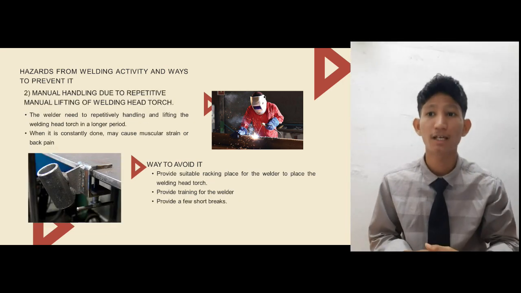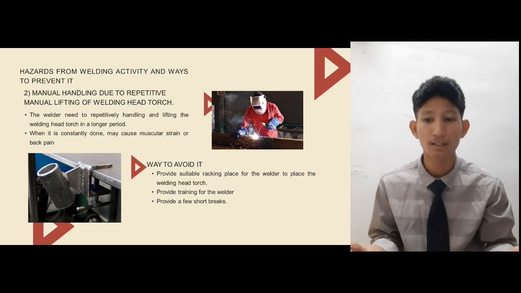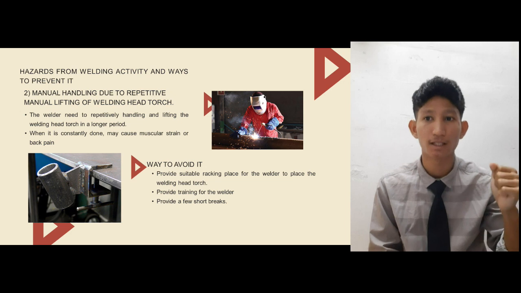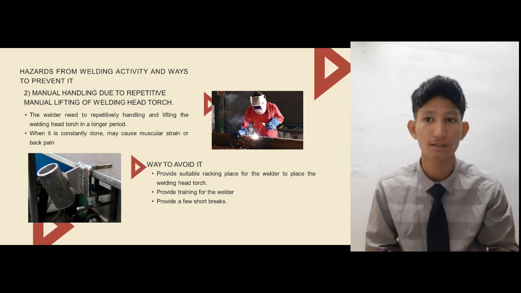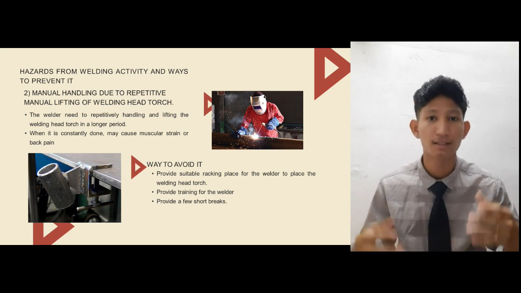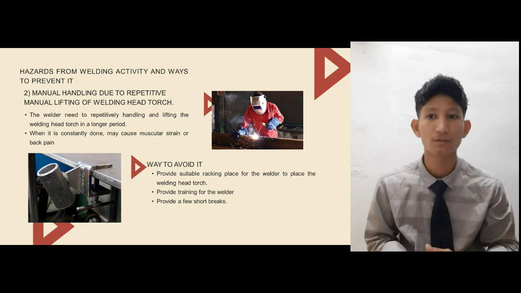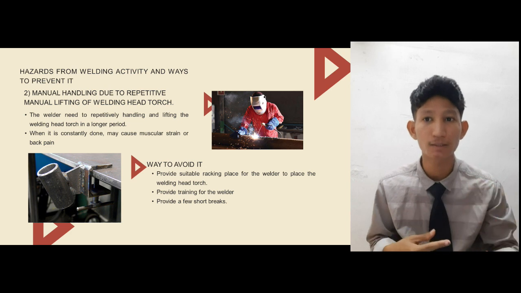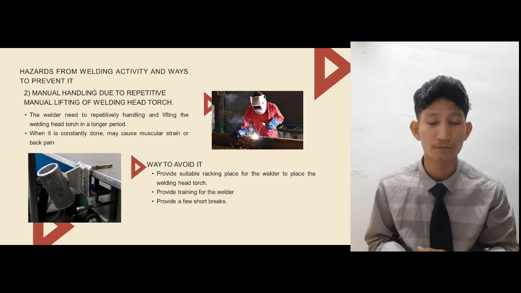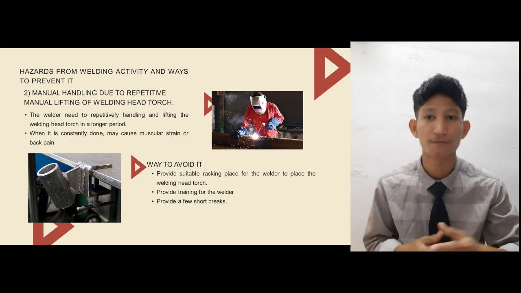Second, manual handling due to repetitive manual lifting of the welding head torch. When conducting welding activities, the welder needs to handle and lift the welding head torch for a longer period of time. When it is constantly done, it may cause muscular strain and back pain. So the way to avoid it: first, provide a suitable racking place for the welder to place the head torch. Second, provide training for the welder. And third, provide a few short breaks to give the welder a break from the work.